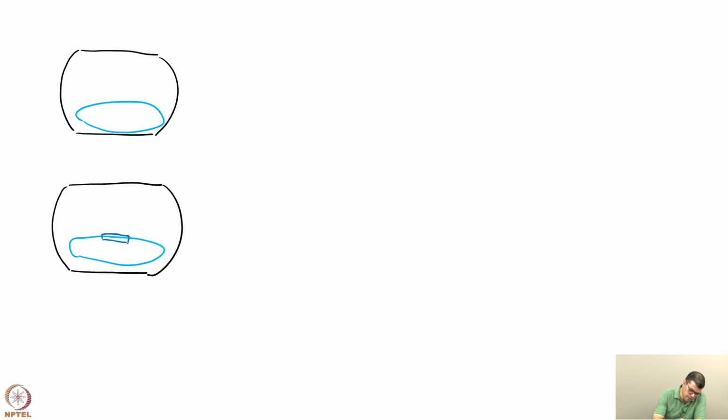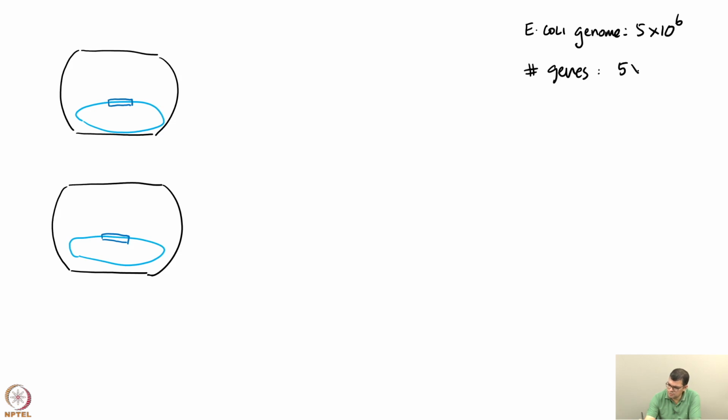Let us say this is that gene. For reference, let me just write these numbers down. The E. coli genome is 5 into 10 power 6 nucleotides. The number of genes in E. coli is 5000, and the length of each gene is about 1000. These are broad ballpark numbers, useful for back of the envelope calculations, that we should keep in mind.